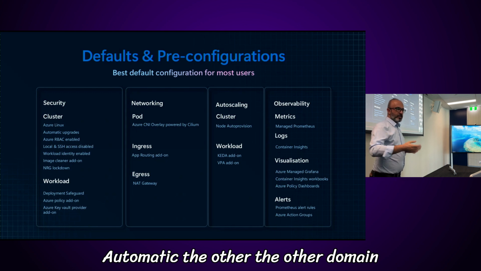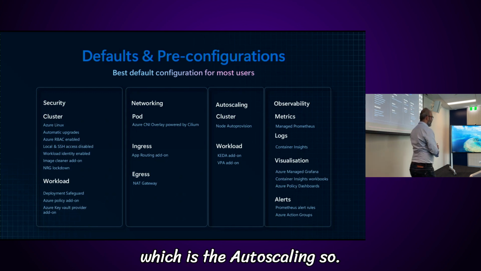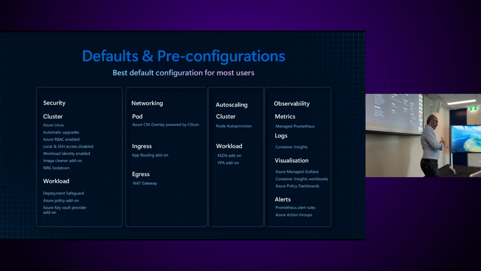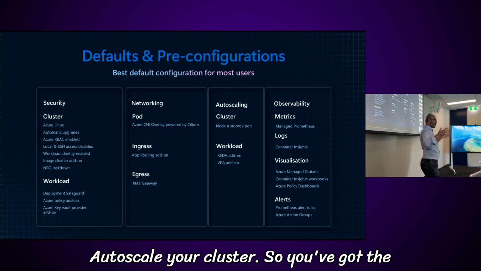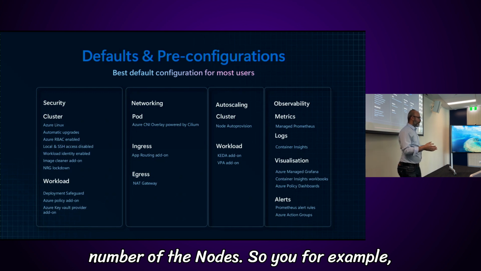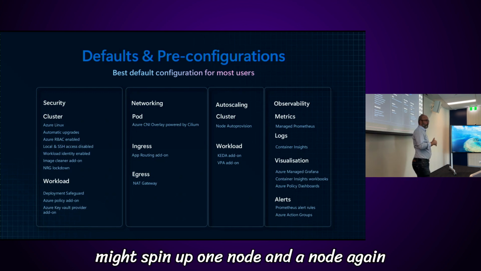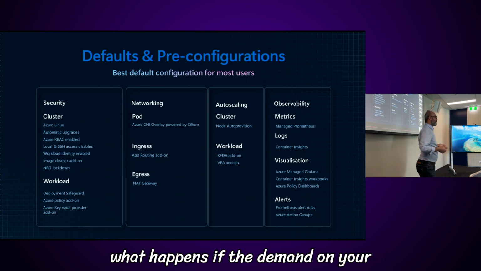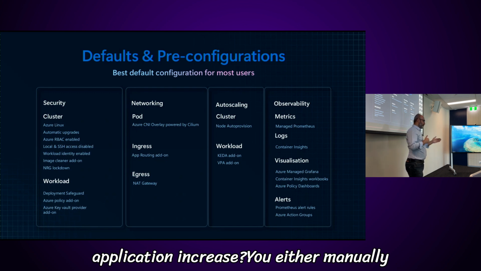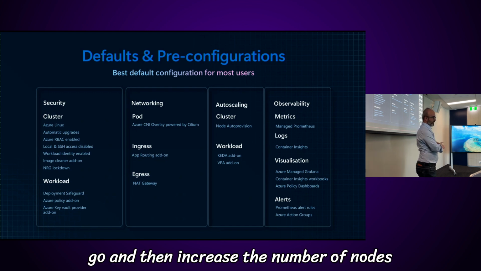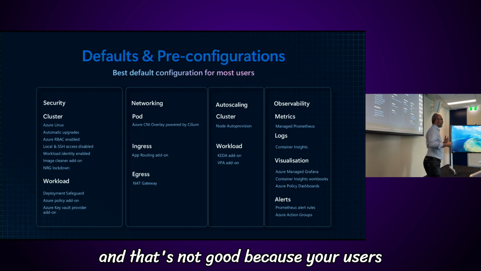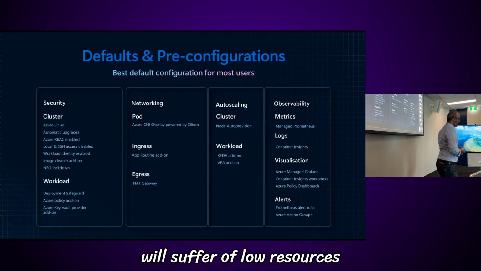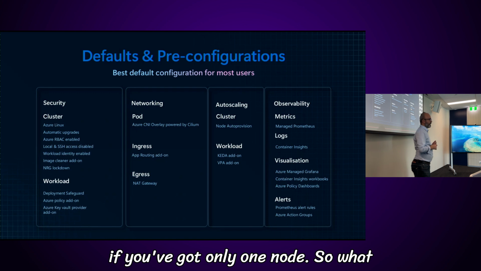The other domain is autoscaling. There are three vectors that you could autoscale your cluster. You've got the number of nodes. For example, if you've got a small application, you might spin up one node. And a node, again, is just a virtual machine, right? But what happens if the demand on your application increases? You either manually go and increase the number of nodes, and that's not good because your users will suffer from low resources if you've got only one node.